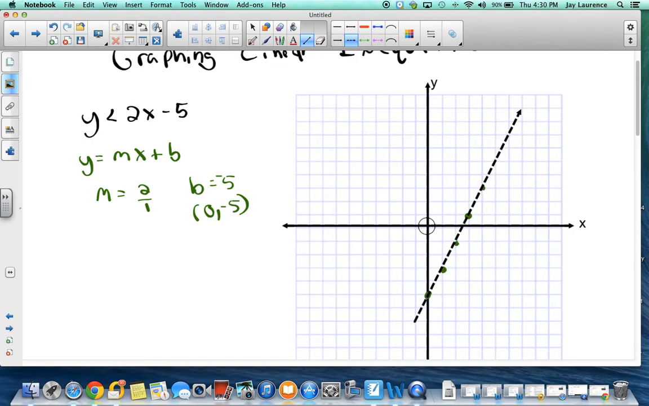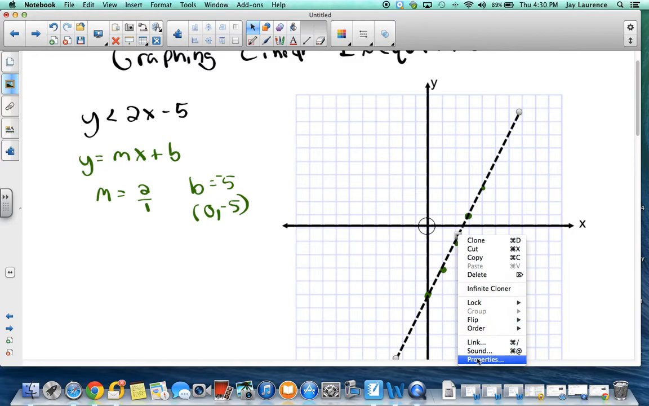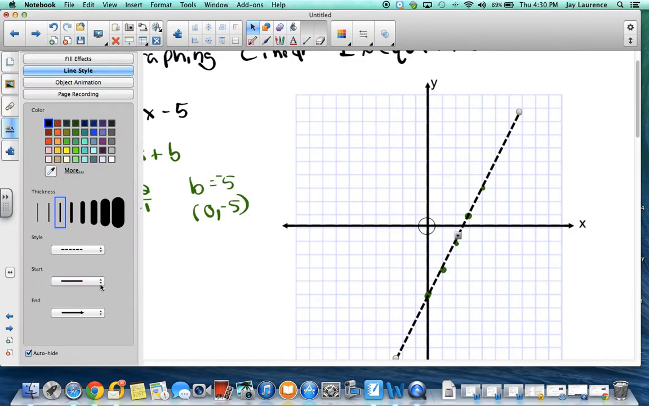Right? Because that line is not a part of the solution set. None of those points on that line will make the inequality true. Not one of them. All right, so let's see here.